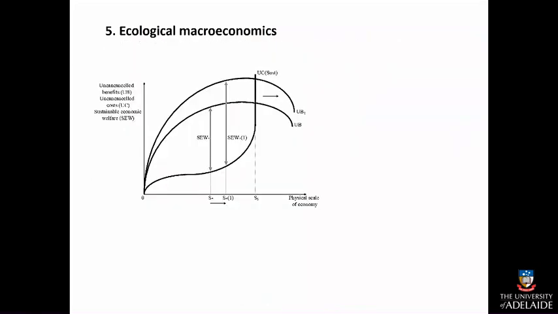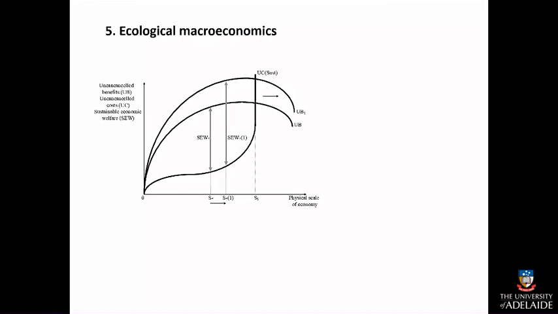These curves can shift, so they're not static. I've got here the benefit curve shifting up, and of course, just the way I've drawn it, you can see that sustainable economic welfare has risen by moving from the original optimal scale to a new optimal scale. You'll notice that SS, the maximum sustainable scale, doesn't change. When you shift the benefit curve up, it means you're getting more benefit from the same stock of goods that the economy is comprised of.